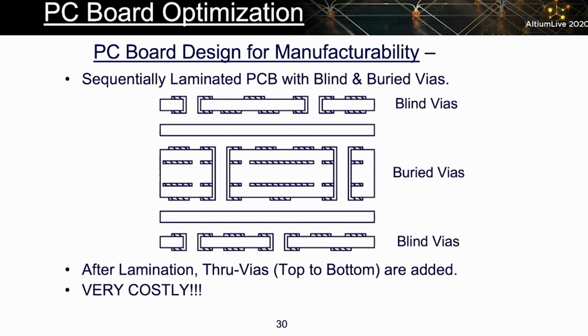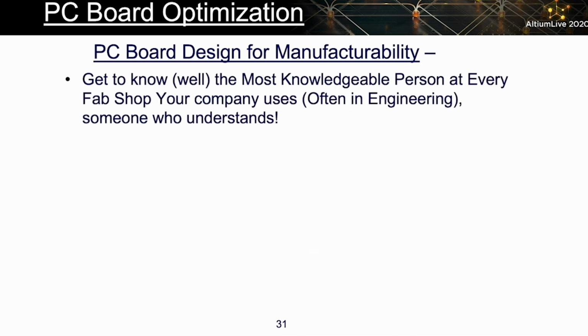And there are people today still doing this. This is called sequential lamination. It's a very expensive way to produce a bare circuit board. Avoid it unless you absolutely must. This is very reliable, and there are some military suppliers that still do this, but don't do it unless you really need to. Get to know the person in your fab shop that knows all the processes.